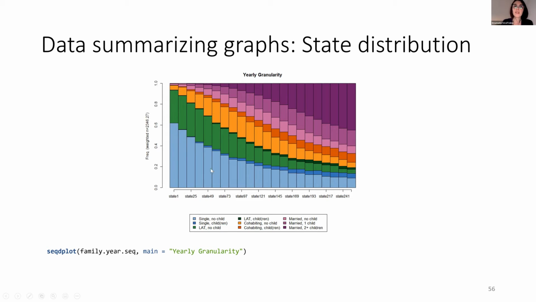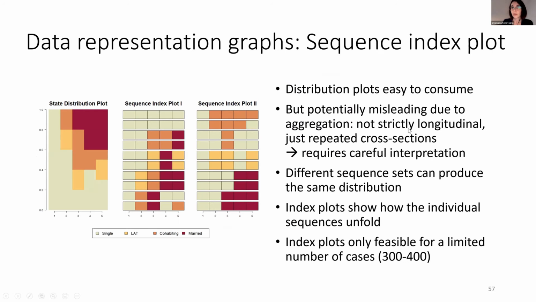So mostly from being single or in a LAT relationship to being in a partnership of different kinds, and in most cases with at least 1 child. So this is very important information we get from this state distribution plot, which however gives us a representation of what happens in the full sample, so the full population. Why is it so important to distinguish between state distribution and what we will see later that is called the index plot?